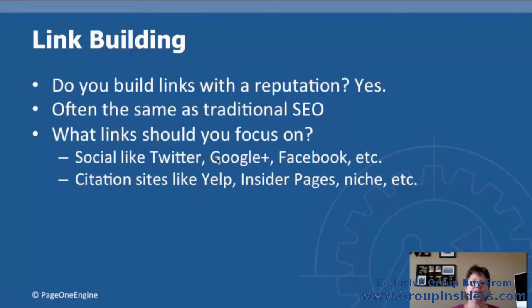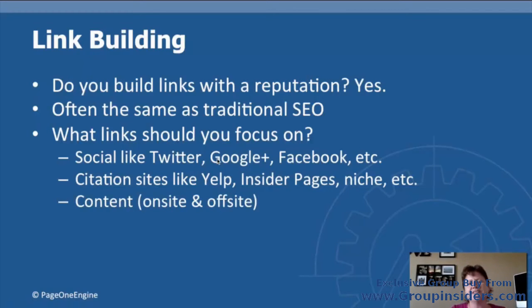So maybe you write an article and then you say, see more information on Yelp, or go see something on Insider Pages, or go see something here. You actually can rank your citation site pages. Yelp, Yahoo, Bing, those are some of the bigger ones, but even some of the niche ones, some of the smaller ones, you can get them to rank up too. Again, you're going to focus on sending good quality links to them, which in turn pass through and send good quality links to your website and other things.